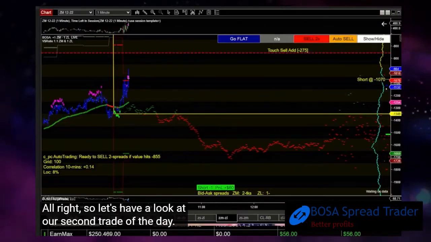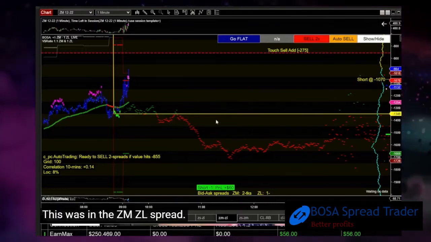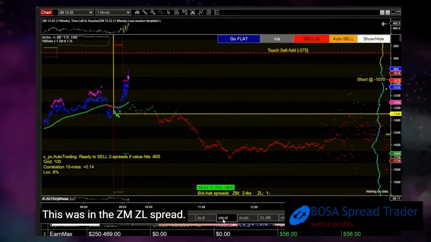All right. So let's have a look at our second trade of the day. This was a great trade. Happy about it. This was in the ZMZL spread.